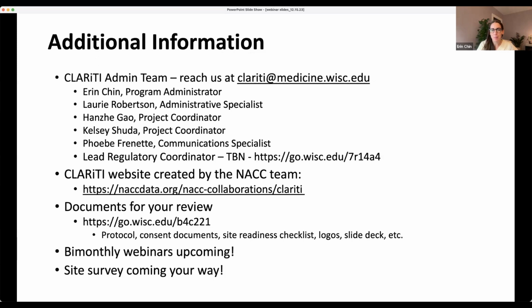And then again, there's that box folder that we mentioned. You can go to that URL and you can find the protocol, consent forms, the site readiness checklist that I just went over, and any logos if you need those for your local website. We'll also include the slide decks, and after the webinar is done, Lori will upload the recording from this webinar as well.